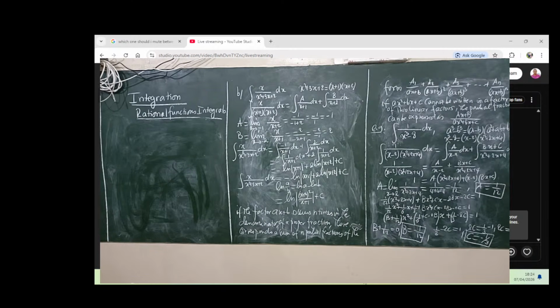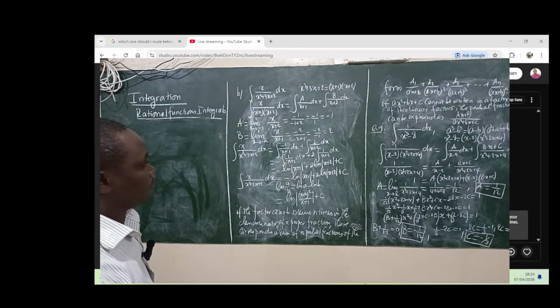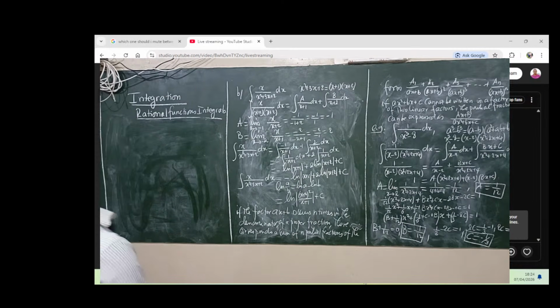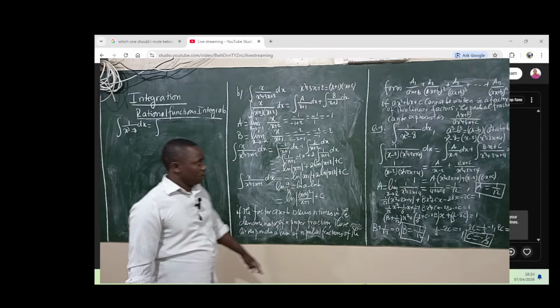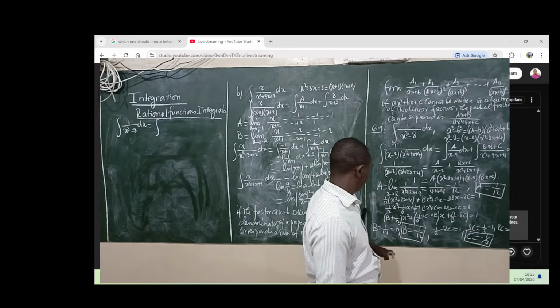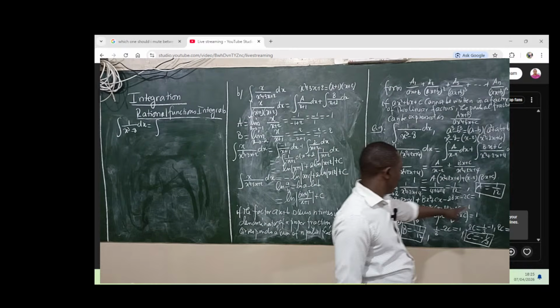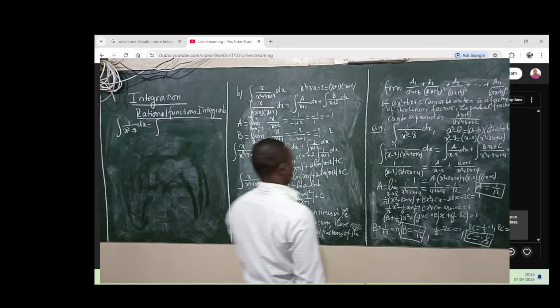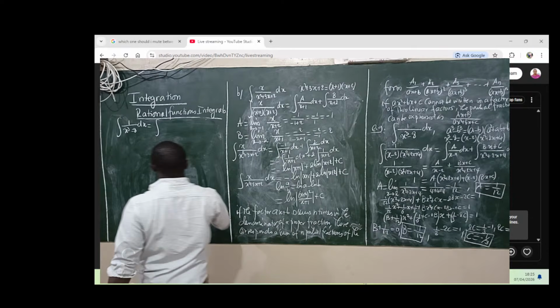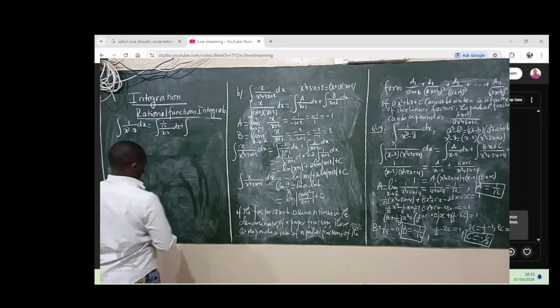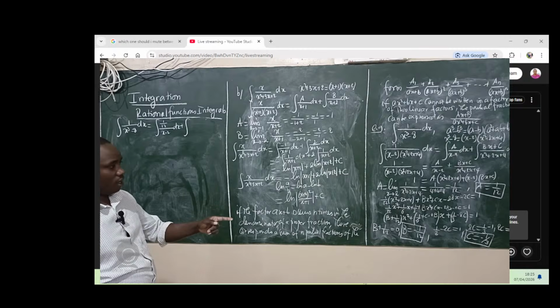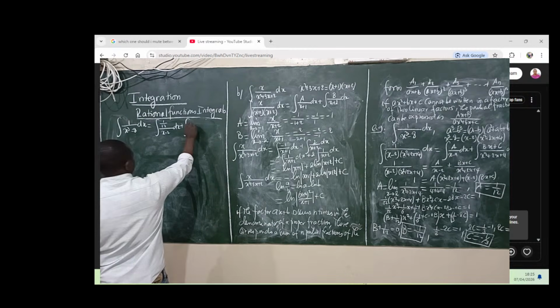Back to our integral. The integral of 1 by x cubed minus 8 dx is going to be the integral, because here we have A, we are going to take it here. That is the integral of 1 by 12 divided by x minus 2 dx, plus the integral. We have B as minus 1 by 12, here is minus 1 by 12 x.